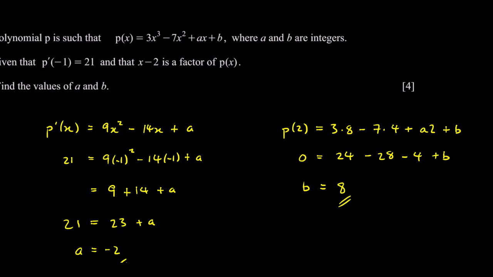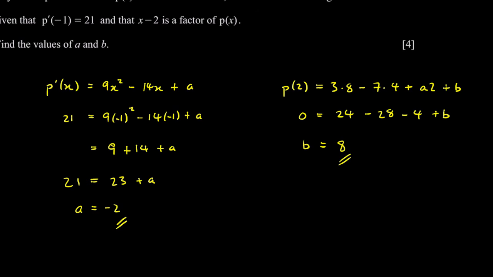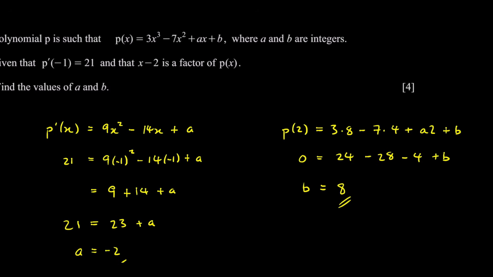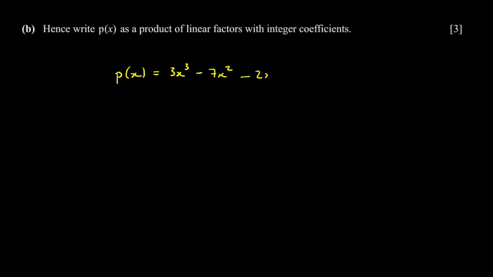Okay, so we've now got our polynomial. Hence we want to write the polynomial as a product of linear factors with integer coefficients. So let's write everything out. p is 3x cubed minus 7x squared, plus a, so that's minus 2x, plus 8. We know that x minus 2 is already a factor. So to find the other factors, what we could do is polynomial division. So that's what we'll do. We'll take this whole expression and divide it by x minus 2.